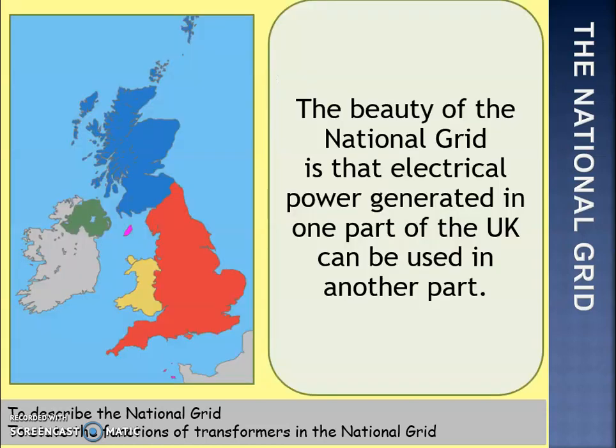The beauty of the national grid is that electrical power generated in one part of the UK can be used anywhere else in the UK. We don't have a local power station that only supplies us. Our local power station will supply us and the rest of the UK if they need it.